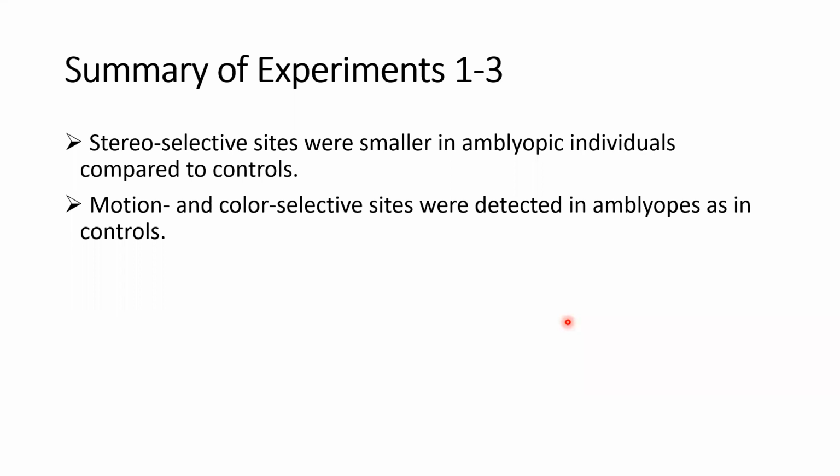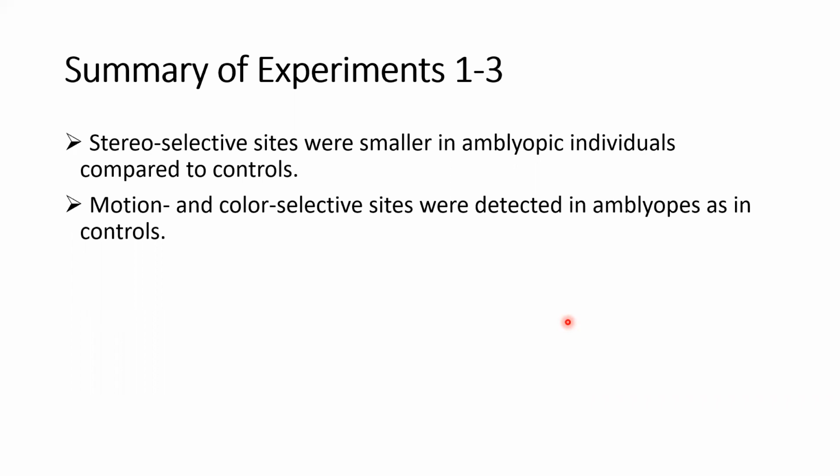So the take-home message for experiments 1 to 3 is that amblyopia has a strong impact on the evoked stereo-selective response. This is consistent with studies in animals that show a decrease in the number of stereo-selective neurons due to amblyopia. But it appears that color and motion-selective sites are detectable in amblyopes as in controls.